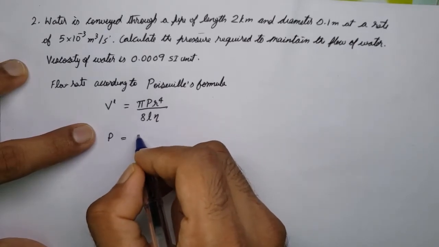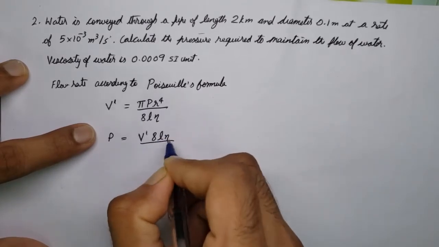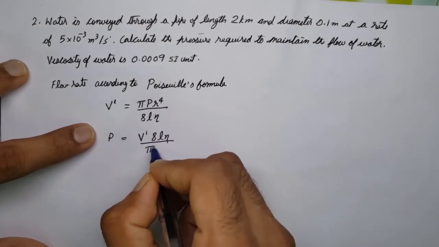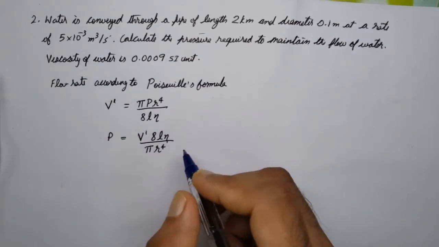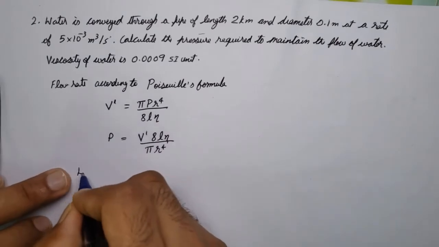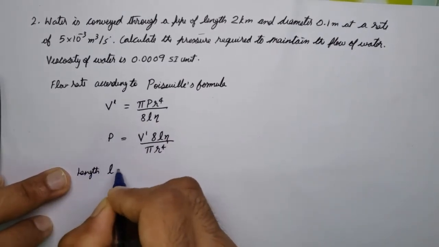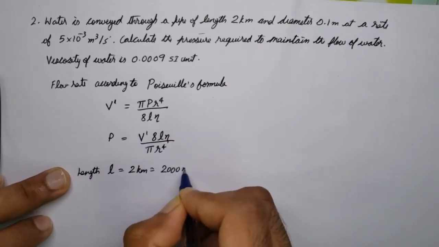We can rewrite this equation. So P = V dash into 8 l eta divided by pi r raised to 4. ഇതാണ് ഇക്വേഷൻ ഫോർ പ്രഷർ. ഫ്ലോ റേറ്റ്. ഇനി ഇതിൽ തന്നിരിക്കുന്ന ഓരോ ക്വാണ്ടിറ്റീസ് എഴുതാം. ലെങ്ത് is equal to 2 kilometer. So in meter it should be 2000 meter.